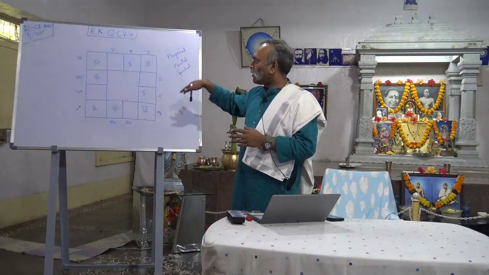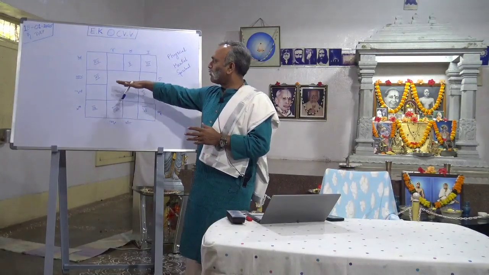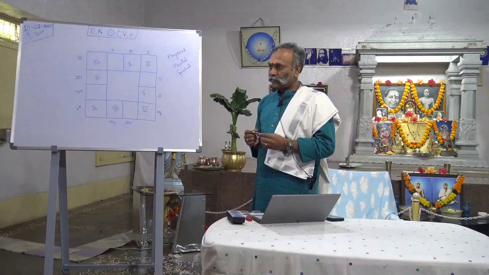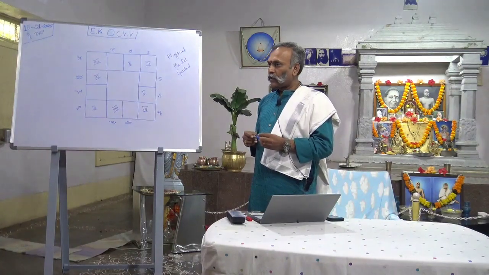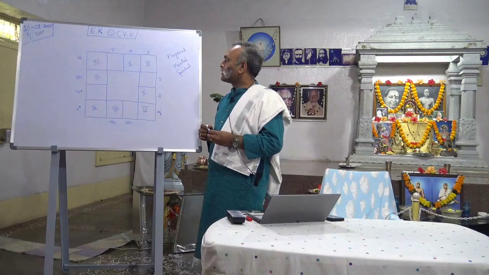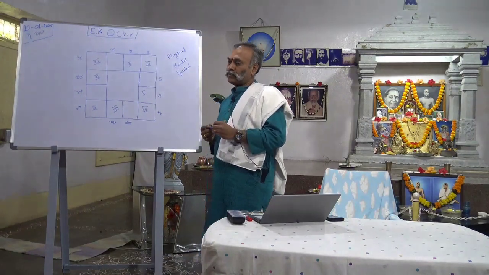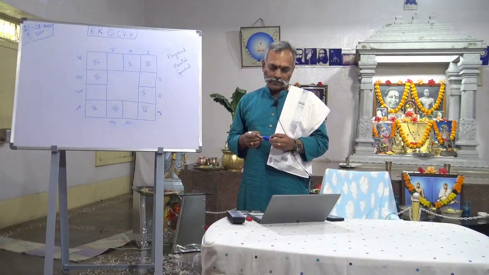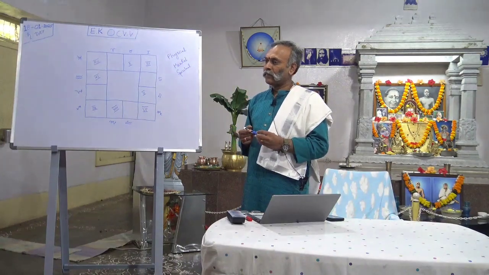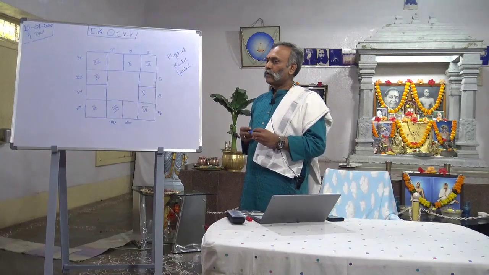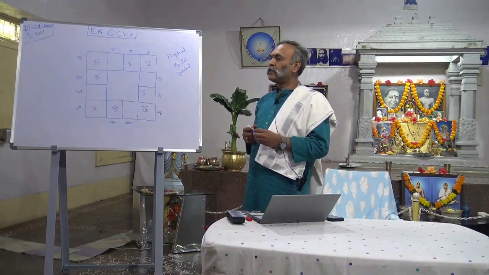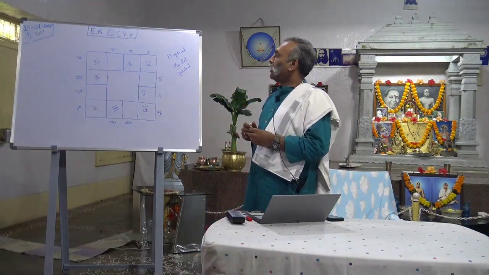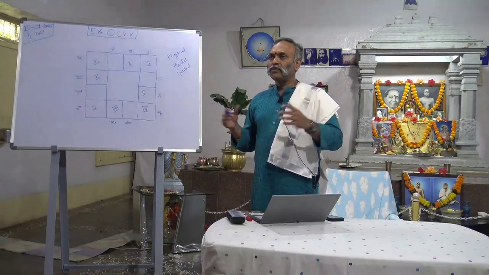So, in the quadruplicity, we have now come to the 11th house. So the 11th house is a very enigmatic house. It is a very mysterious house. So, this house talks about large public associations.